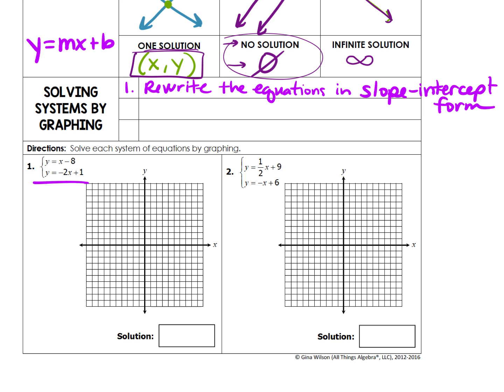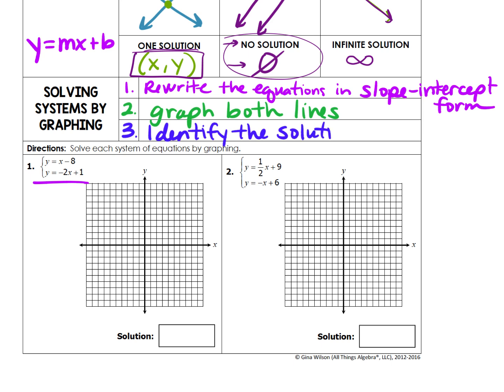Step 2 is we're gonna graph the lines. Graph both lines. And then the final step, which is usually the one that gets forgotten, because once you graph, you see the answer, but then you forget to tell me the answer. So the last one is identify the solution or solutions, okay, which just means give me the point. So what point, what X and Y did you land at?